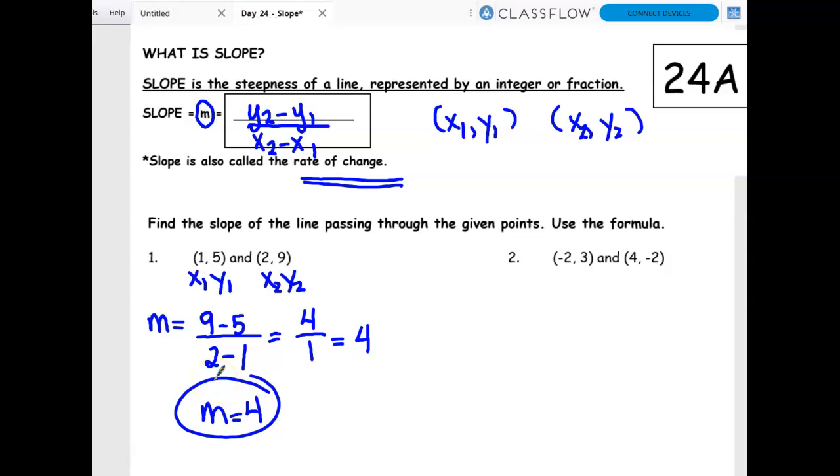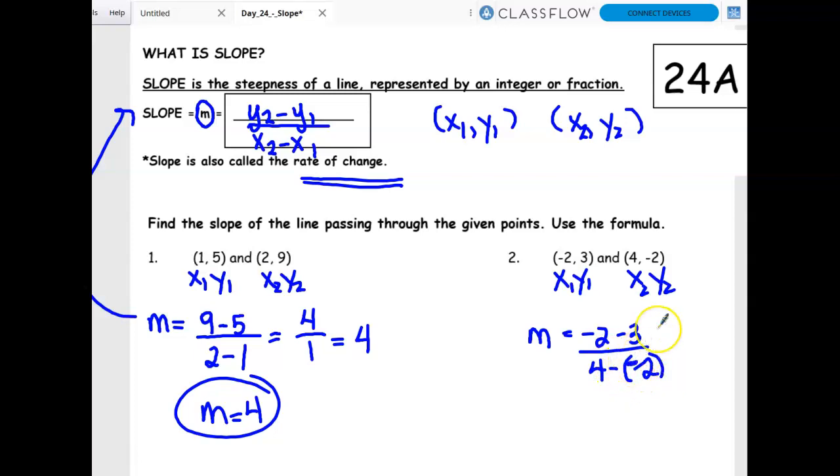We do the same thing for number 2. Again, your two points are identified. We use the formula from right up here, y2 minus y1. So we're going to say negative 2 minus 3, divided by 4. Now notice we're subtracting a negative 2. From here on, if I say I'm subtracting a negative, I'm actually going to be adding. So our slope is going to be negative 2 minus 3, which is negative 5, and 4 plus 2 is positive 6. So my slope is negative 5/6.